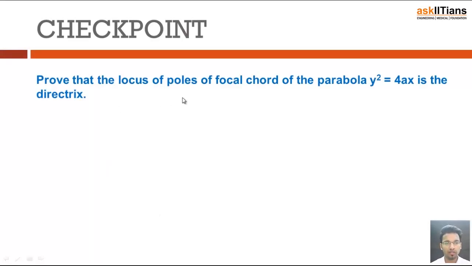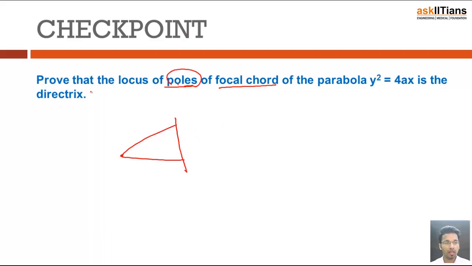Prove that the locus of the focal chord of the parabola y square equal to 4x is the directrix. So we have just learnt in the properties that the focal chord is the chord from which the tangents are at right angles and they meet at the directrix. So here we are going to prove that property again. The pole is the point from which two tangents are drawn, and if these are joined they form a chord of contact. So in this case we are going to use that the chord is a focal chord.